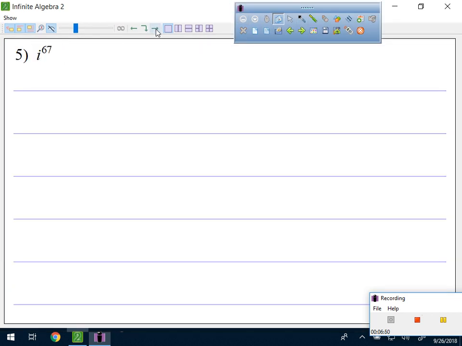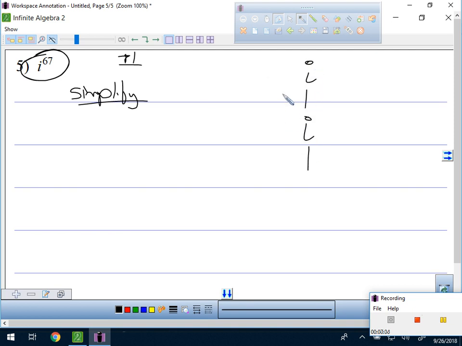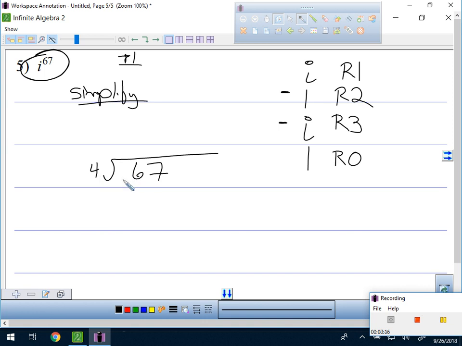For question number 5, it's been a while since we did this. Question number 5, this is still test 1, but this is i to the 67. So remember, guys, here's the pattern. Remember, i, 1, and the two negatives go in the middle. This is remainder 1, remainder 2, remainder 3, and remainder 0. As Nyla just said, we're going to take that 4 and divide by it. So 67 divided by 4.